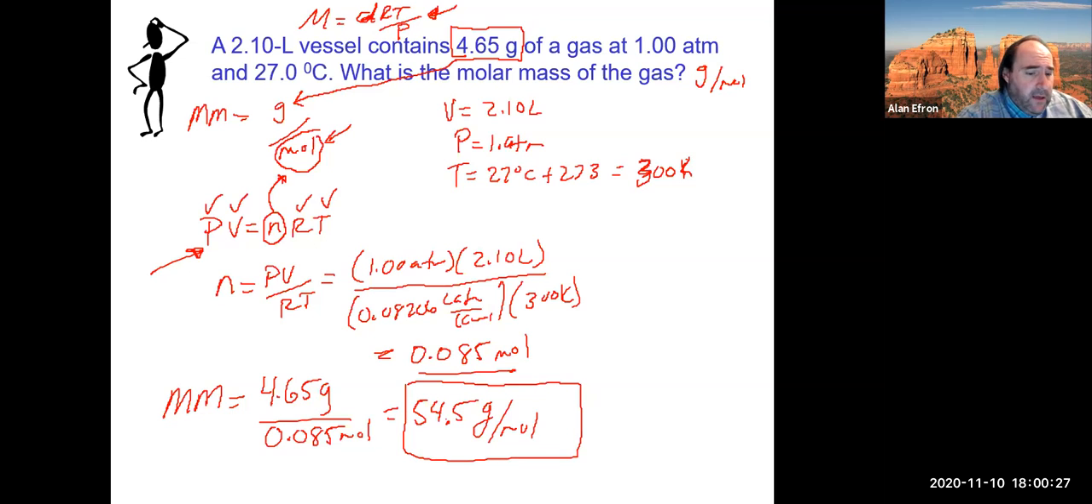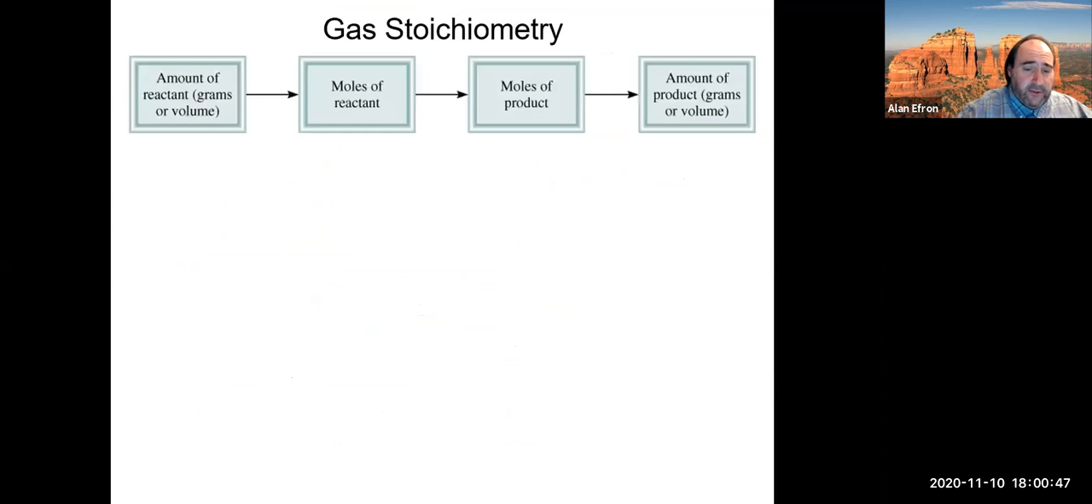Okay. So the next thing we're going to talk about is gas stoichiometry. And the good news on gas stoichiometry is it pretty much occurs the same way as a normal stoichiometry problem. The only real difference is that somewhere along the way we're going to use the ideal gas law. And there's really two logical places where you might use it. Probably 9 times out of 10, you will use it on the back end of the calculation.